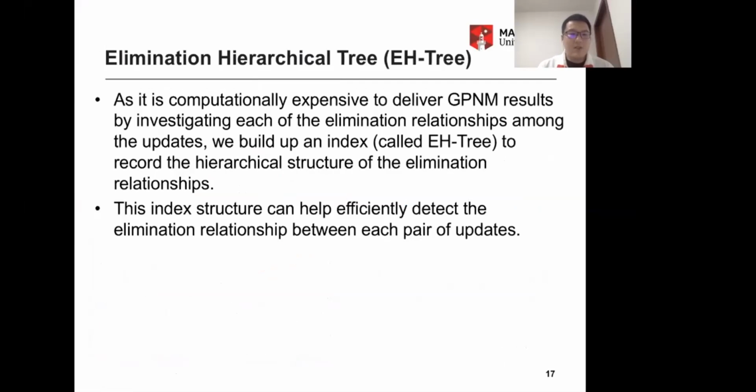Because it is computationally expensive to deliver the GPNM results by investigating each of the elimination relationships among the updates, we build up an index, called the elimination hierarchy tree, denoted as EH tree, to record the hierarchical structure of the elimination relationships. This index structure can help efficiently detect the elimination relationship between each pair of updates.